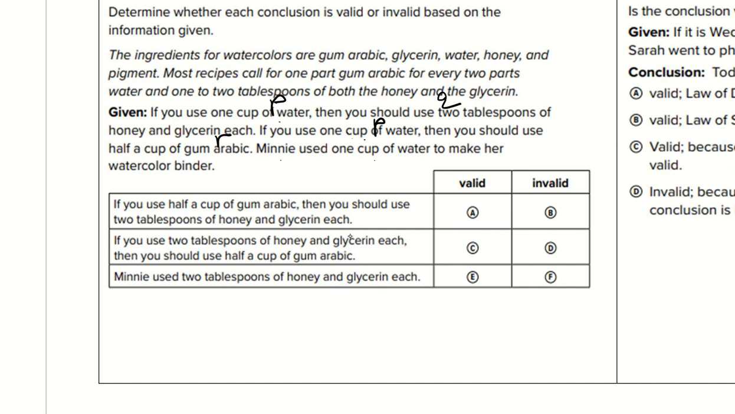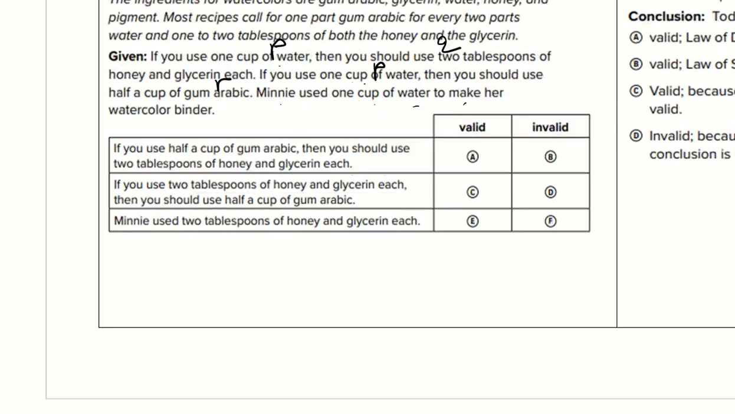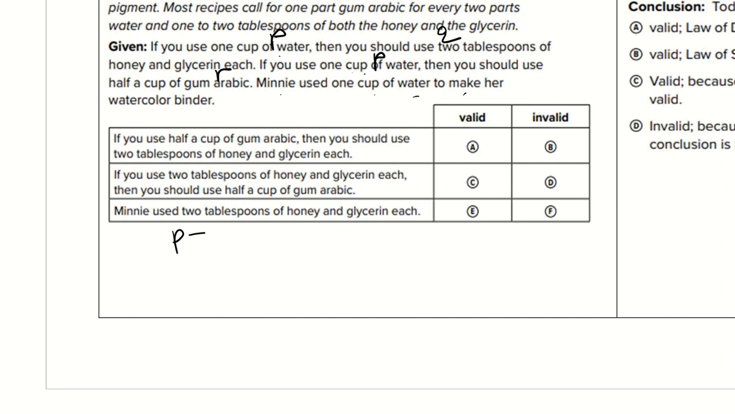It says Minnie used 1 cup of water to make her watercolor binder. Okay, so we got P implies Q, and then P implies R. Those are 2 separate things. It says Minnie used 1 cup of water to make her binder.